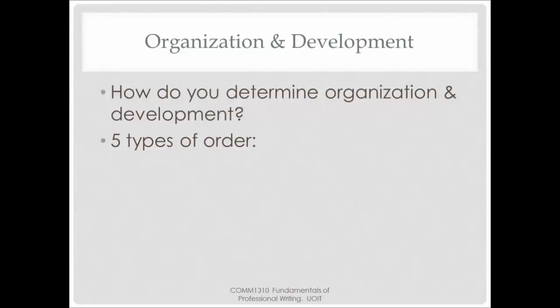Then you will need to decide on a way to organize your description. There are 5 types of orders that you might use. First, with spatial ordering, you organize your description based on the space around you. For example, what do you see when you walk in through the door of a particular room? You describe each thing as you move through the space. Second, with chronological order, you describe events in the order that they happen. This is the one that you're probably most familiar with.